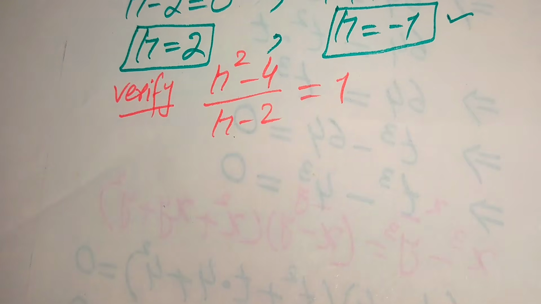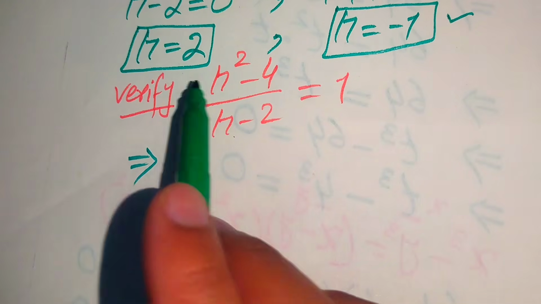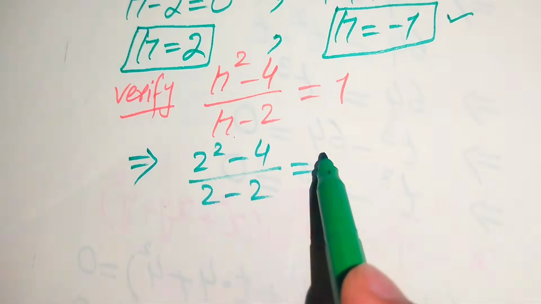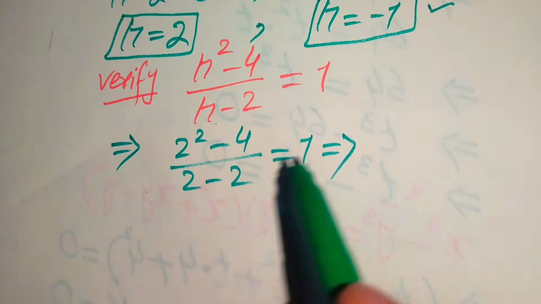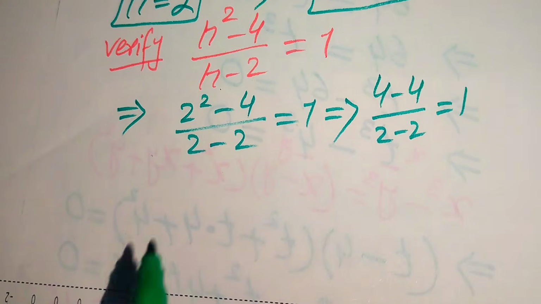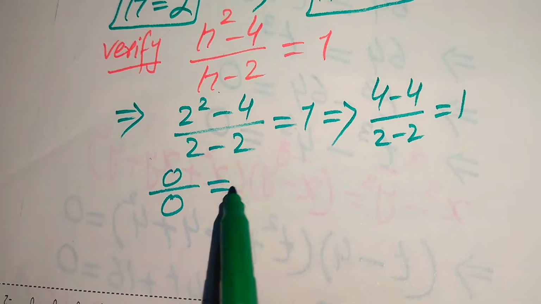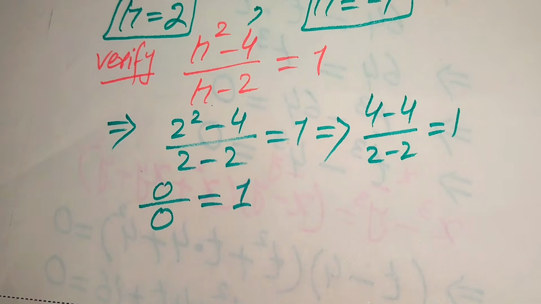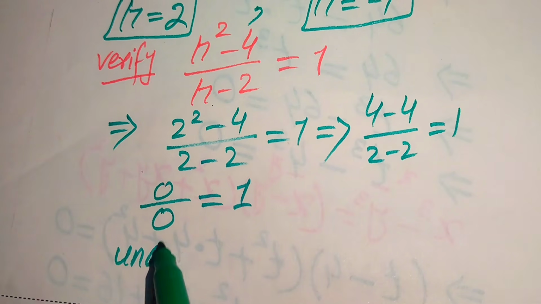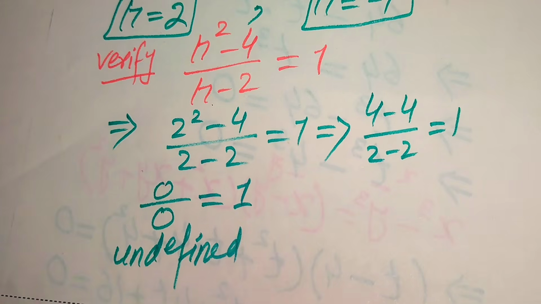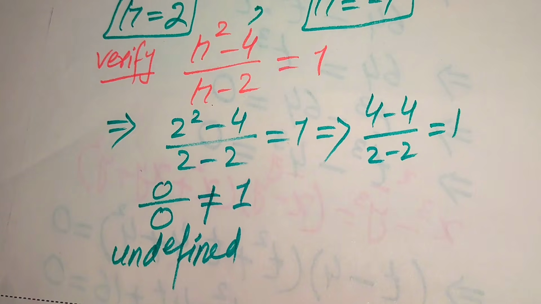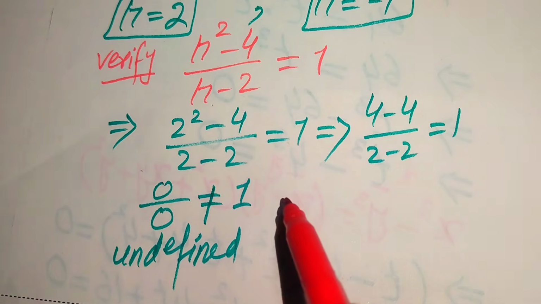And here we substitute h is equal to 2 into the left hand side and we check its behavior, and when we put it here it becomes 2 square minus 4 divided by 2 minus 2 is equal to 1. And this implies that we have 2 square becomes 4 minus 4 divided by 2 minus 2 equal to 1. So this implies that 0 over 0 form is equal to 1. And you already know that 0 over 0 form is usually called an indeterminate form or undefined form. So if our left hand side is undefined, this means that both of the sides are not equal, and this concludes that the value h is equal to 2 does not satisfy our given question statement.